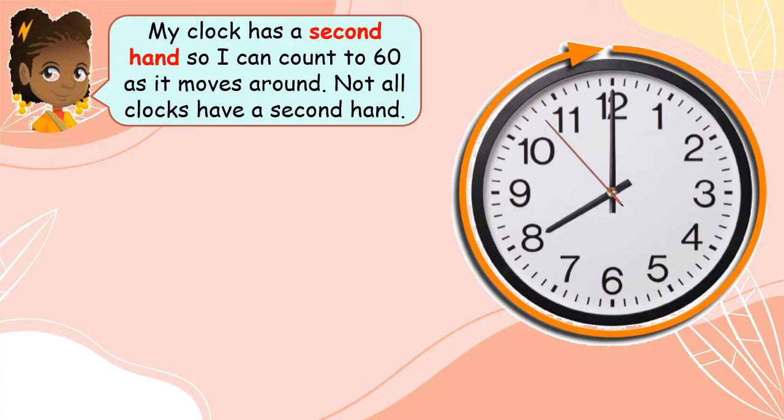Well, as Flo says, my clock has a second hand so I can count to 60 as it moves around. Not all clocks have a second hand. This is the second hand of Flo's clock. Usually it has a different color and it's the thinnest of the three hands. Also, it moves the fastest among the three. Just like what Flo said, we can even count to 60 as it moves around. But again, not all clocks have a second hand.